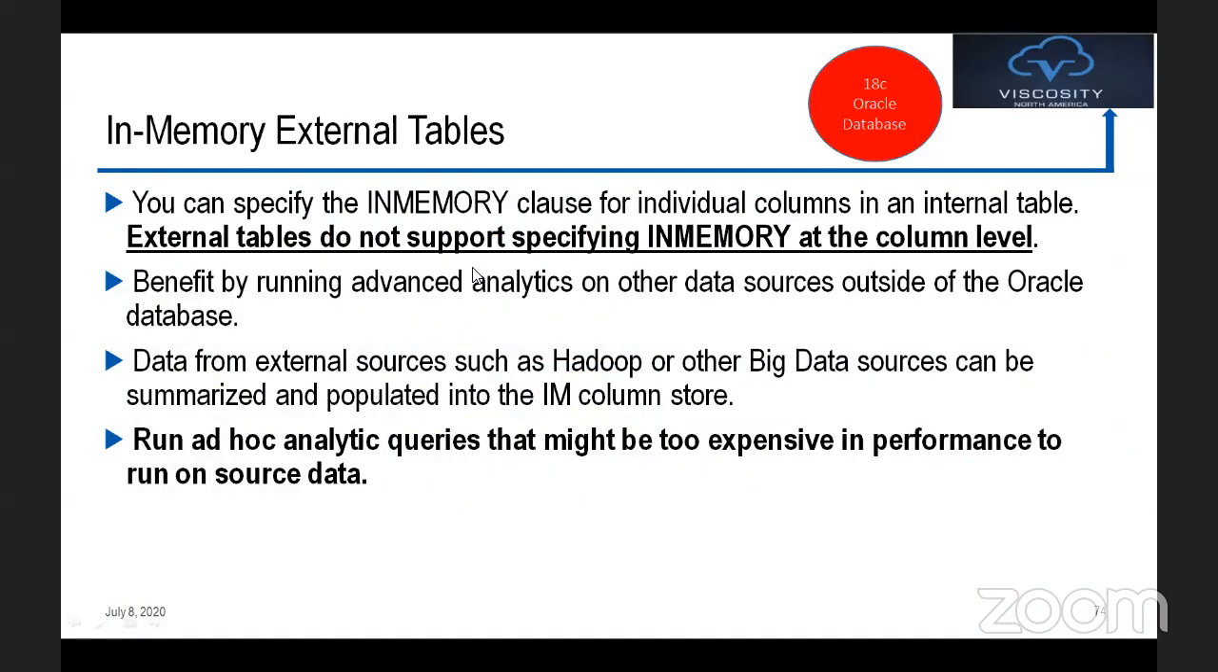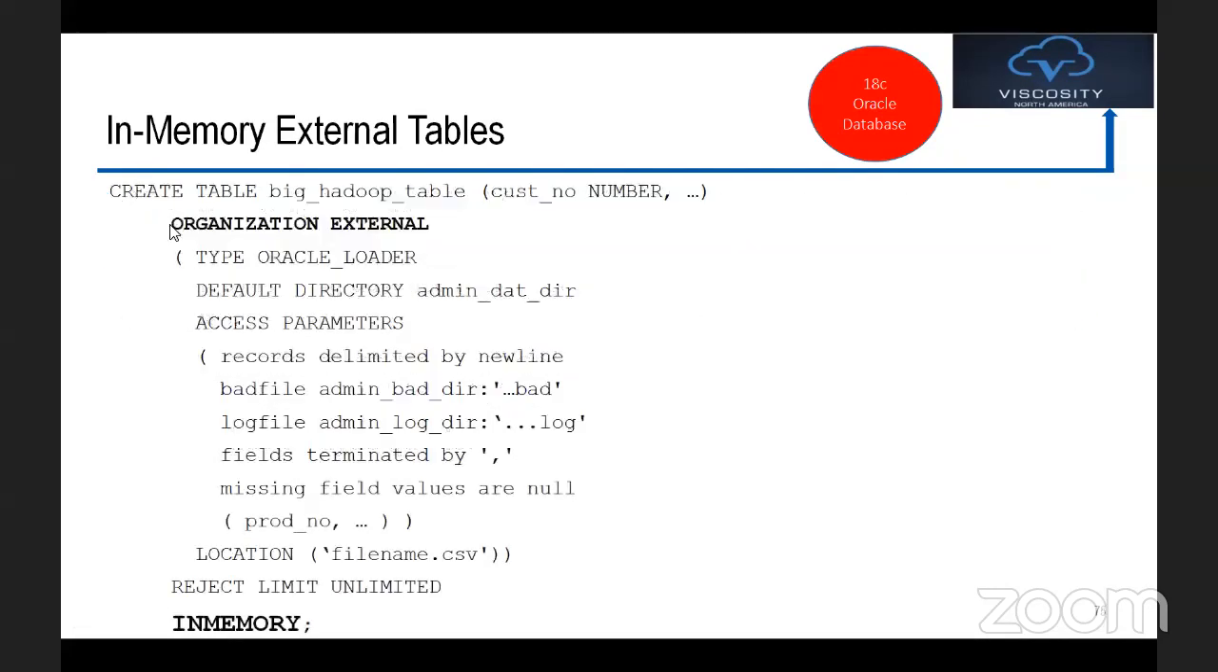Something about external tables in memory, though, you cannot do it at a column level. The whole table has to go in. We saw earlier how we can exclude columns of the other kind. And here's just an example of it. I do an external table, just looking at some flat file of data, some Excel CSV file. Now I just say add in memory to that, and now it's in memory. Very, very easy to do.